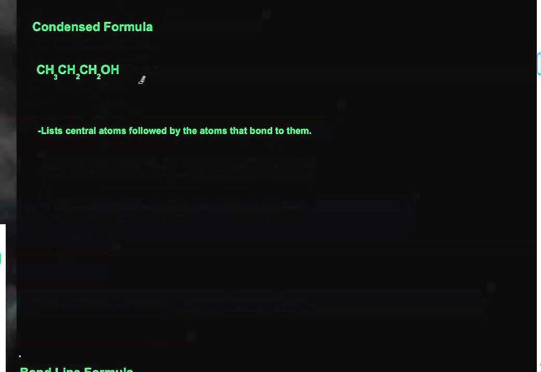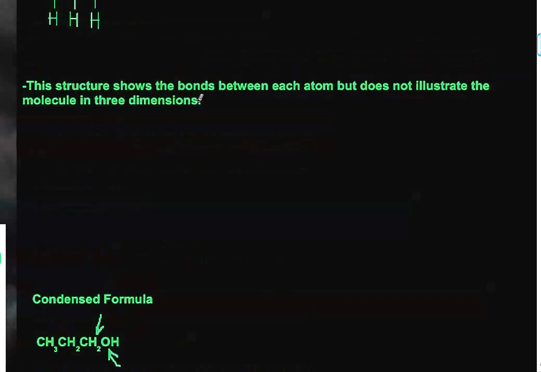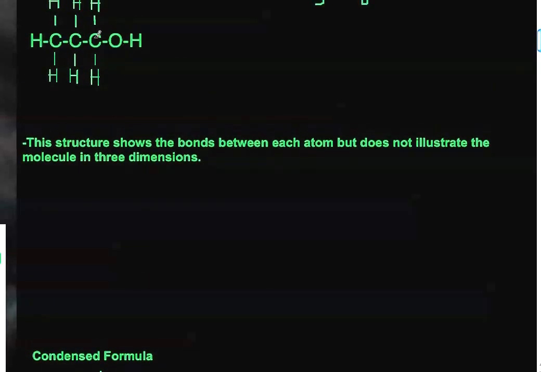The next one that we're going to look at here is the condensed formula. This shows all the central atoms in the molecule followed by the atoms that they're bonded to. But one thing you really have to watch out for with this model is to not get mistaken between atoms that are put adjacent to each other but actually don't bond. For instance, the H2 here and the O here, though they're listed together in this formula, they don't actually bond, which you can see with the most basic of structural representations up here in the dash structure.